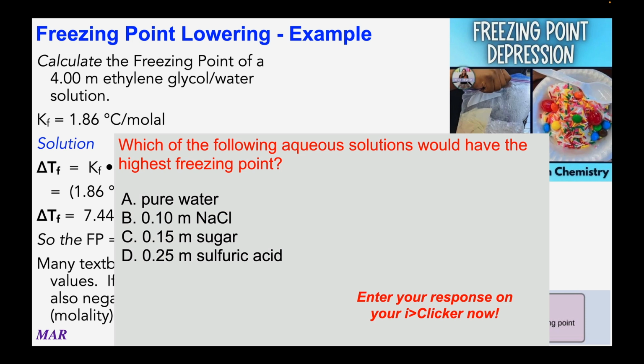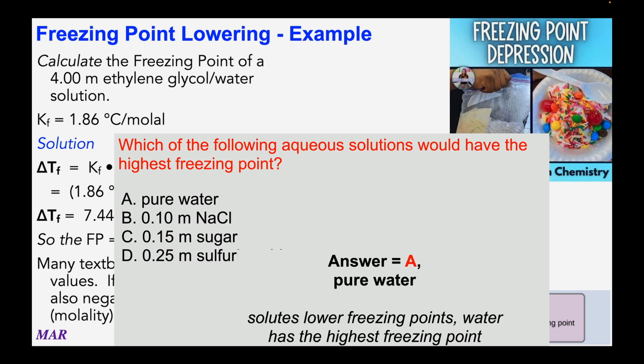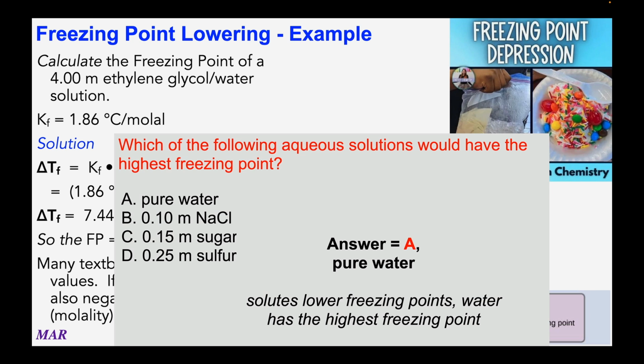But remember, freezing points are lowered in solutions relative to the solvents. So the higher molality would have a lower freezing point. When you think about this long enough, this is a trick question. The pure water will have a higher freezing point than all of the other ones, because the pure solvent always has a higher freezing point than the solutions that are made from it. Freezing points are lowered in solutions relative to the pure solvent. Keep that in the back of your mind.